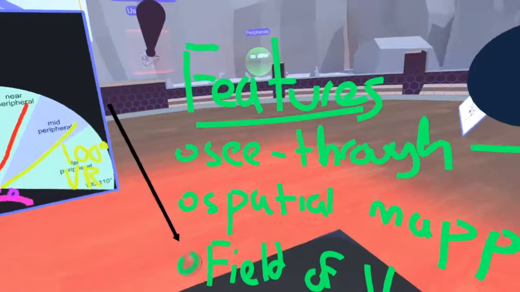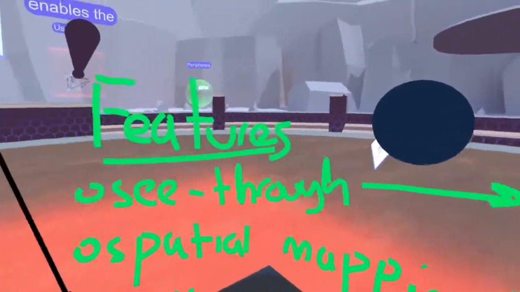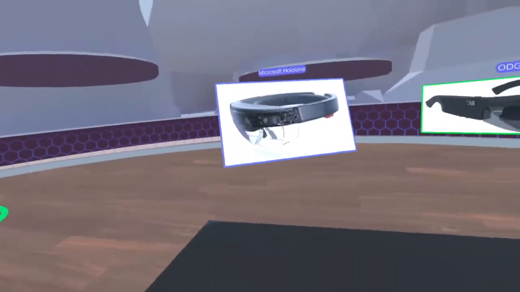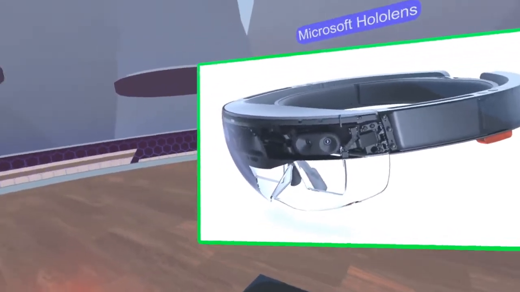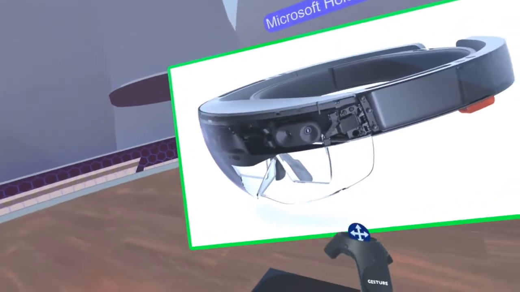Now, one of the other critical features about AR is this thing called spatial mapping, which means the computer needs to understand the space around you so it can put, for example, a virtual object on the real table. Now, the headset that probably does this the best right now is the Microsoft HoloLens. It has really phenomenal spatial tracking. It doesn't even have to plug into the computer, although it is really expensive.